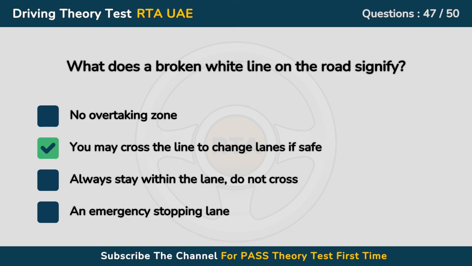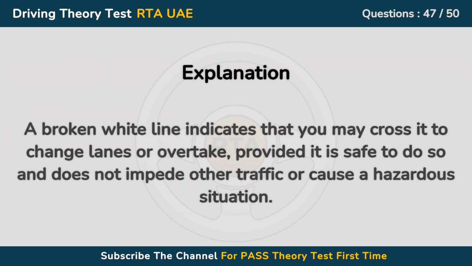Answer is B. You may cross the line to change lanes if safe. A broken white line indicates that you may cross it to change lanes or overtake, provided it is safe to do so and does not impede other traffic or cause a hazardous situation.